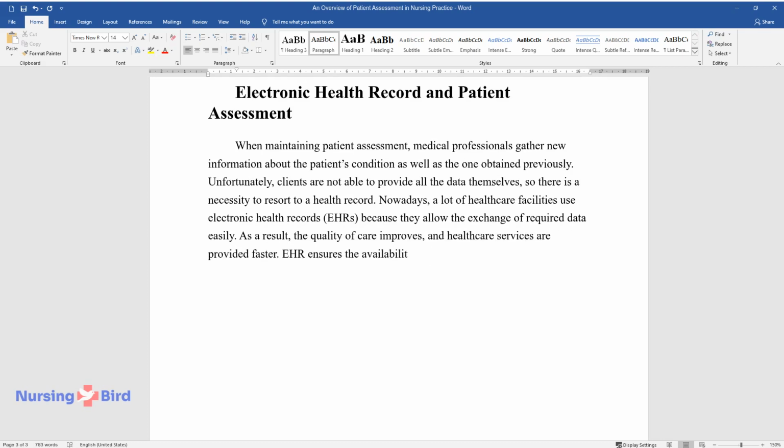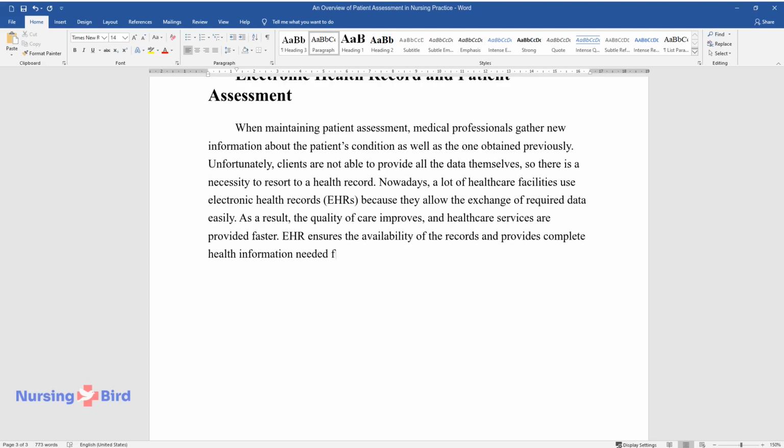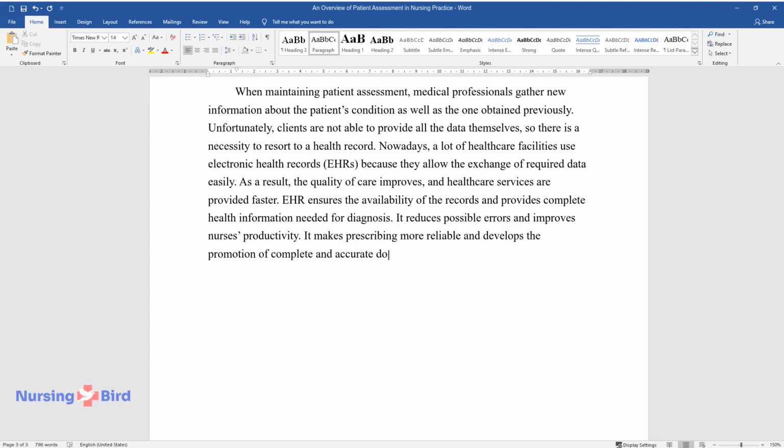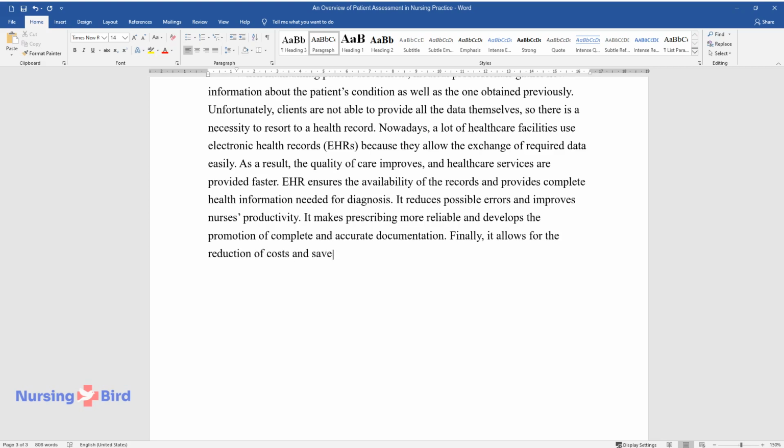EHR ensures the availability of the records and provides complete health information needed for diagnosis. It reduces possible errors and improves nurses' productivity. It makes prescribing more reliable and develops the promotion of complete and accurate documentation. Finally, it allows for the reduction of costs and saves time because paperwork decreases greatly.